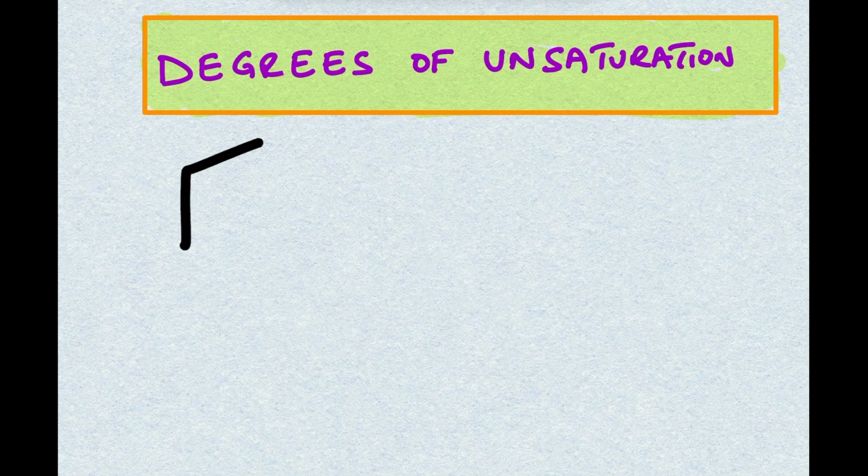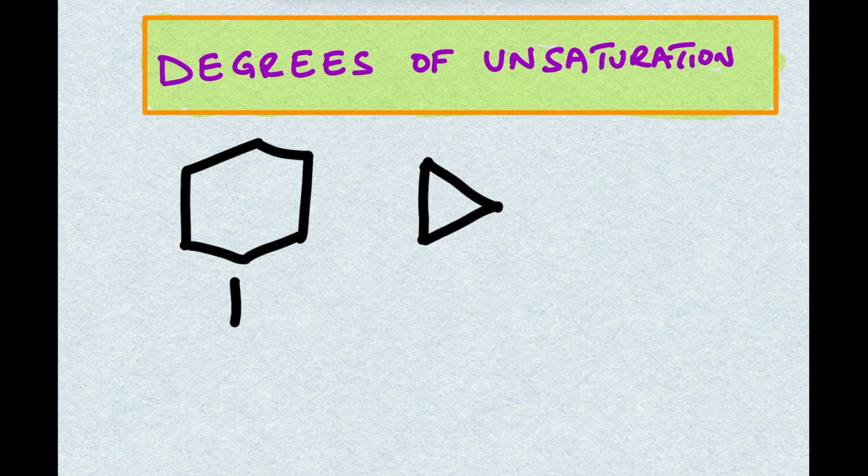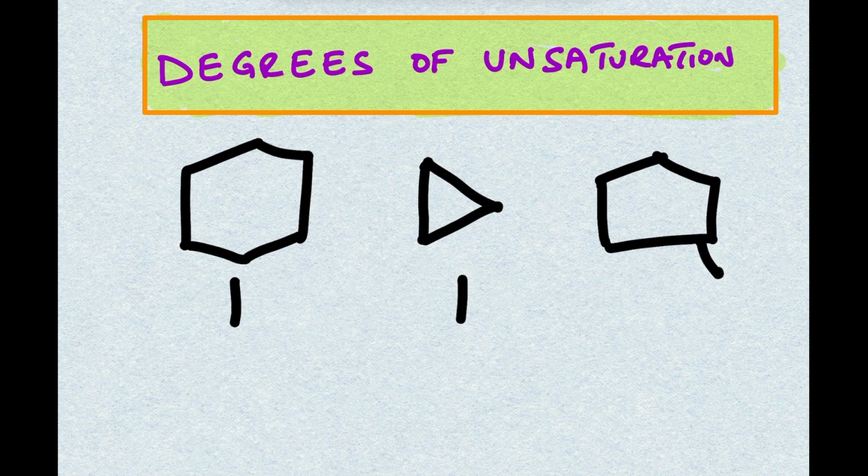Anytime you have a cyclic system, that will be 1 degree of unsaturation. That will also be 1 degree. If you have a cyclic system and a double bond, so 1 degree for the cyclic system and 1 degree for the double bond, and that gives you 2 degrees of unsaturation.